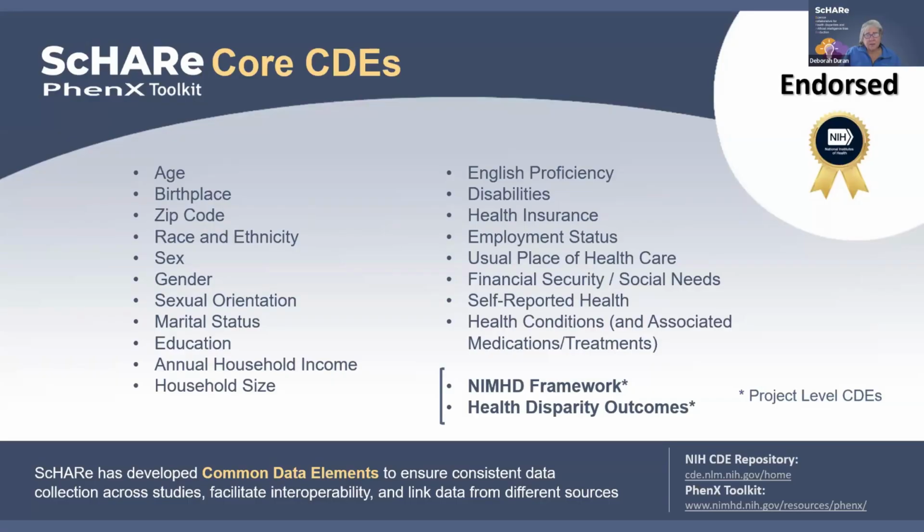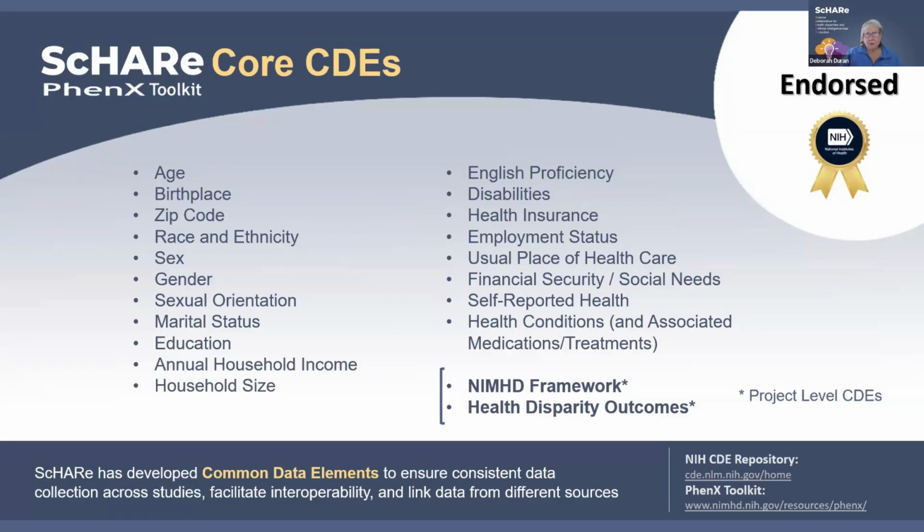ScHARe has a core set of CDEs that we recommend that all grantees collect. These are the recommended. If you go to this NIH CDE repository and click on there and put in ScHARe core CDEs, you will get all the CDEs, all their definitions, all their responses, their codes based upon NCI thesaurus and LOINC codes. And we have an English and a Spanish version available to you.